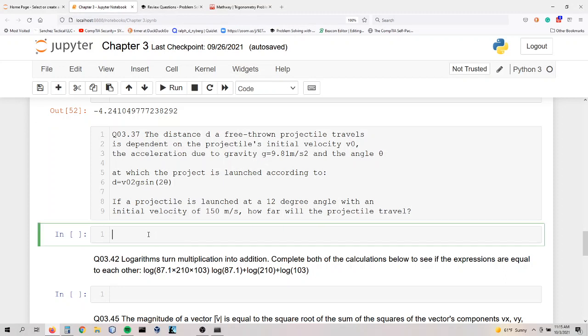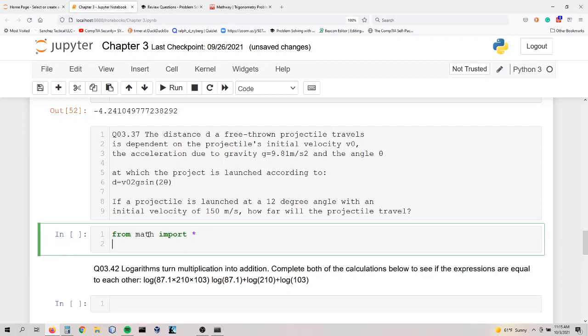It's okay. So anyways, from math import star. Sometimes we try to make things in life easier, right? But it doesn't turn out that way.